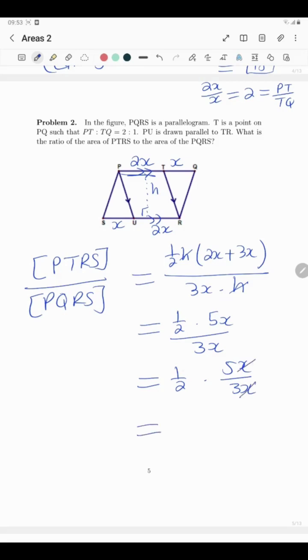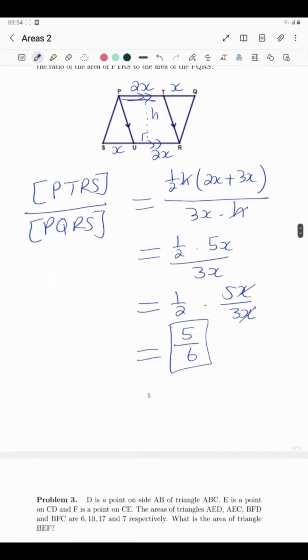And how do you multiply fractions? You multiply numerators and denominators. So 1 times 5 is 5. 2 times 3 is 6. And that is the answer to this problem. It is 5 over 6. So this is a nice problem because we get to use variables and the area of a parallelogram and the area of a trapezium, as mentioned earlier. Good. I hope you agree with that.